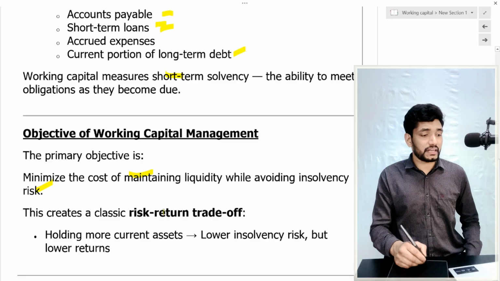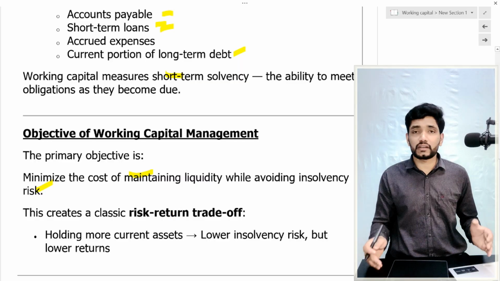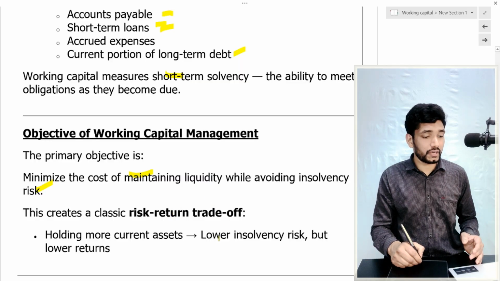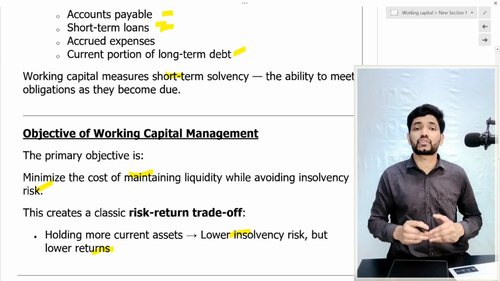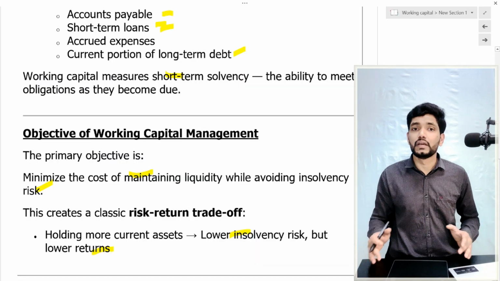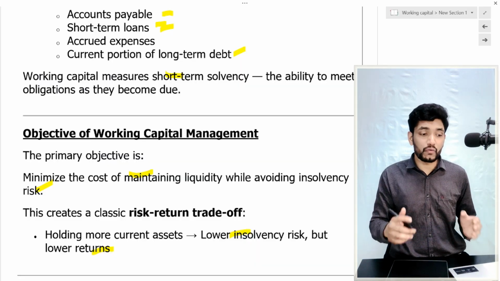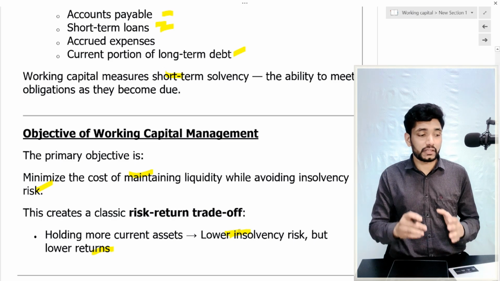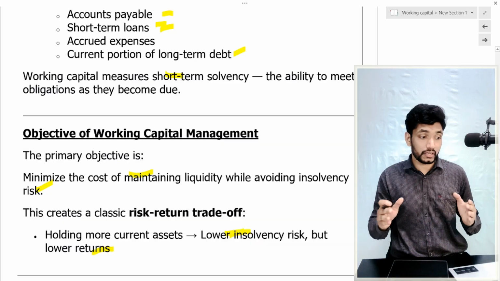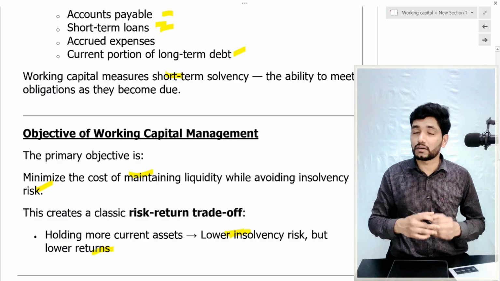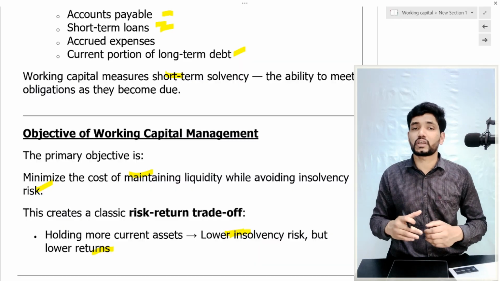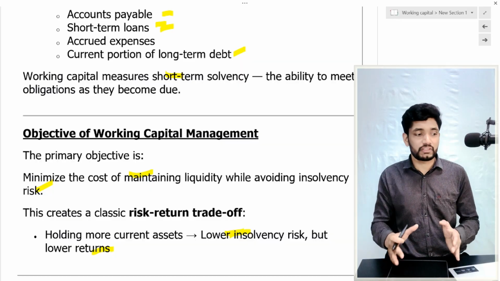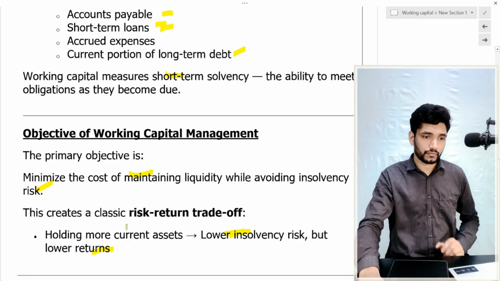So this creates a classic risk-return trade-off. Holding more current assets means you are lowering insolvency risk but lowering the total return. If you are more invested in working capital or current assets, definitely there is lower insolvency risk. But it can create a lower return situation as well, because more money is invested in working capital and it is not giving any benefit to the company, which can create a lower return.